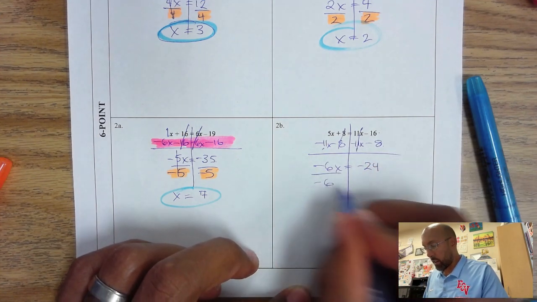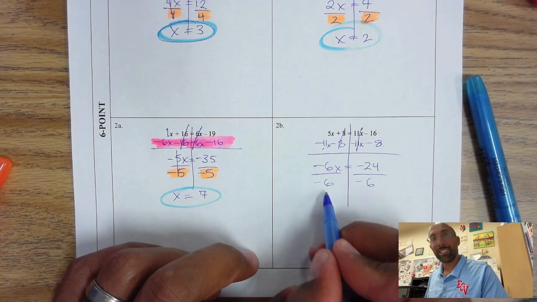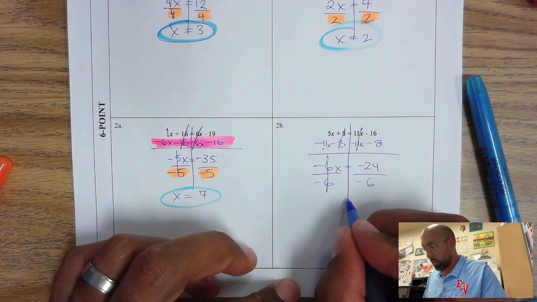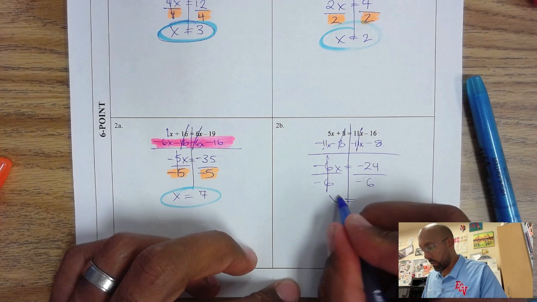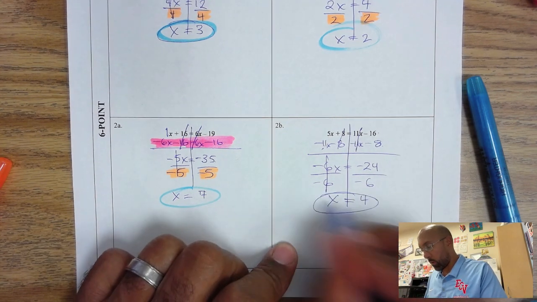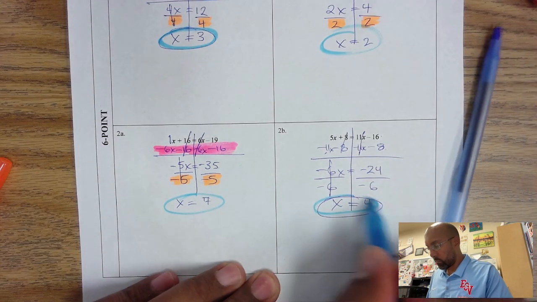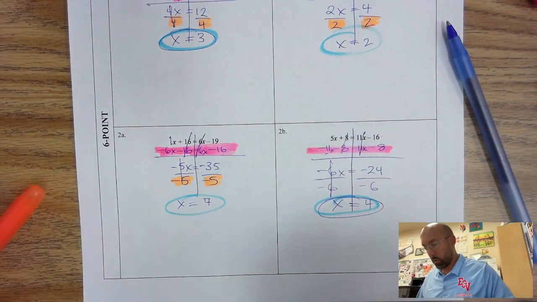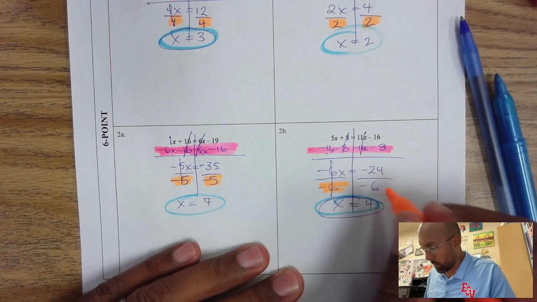Then we divide by negative 6. And remember, we want to divide by the same sign so that it cancels out. Okay, because we want it to be positive, so we need to do negative divided by negative. And this will be 24 over 6, which is 4. And that is how you solve your 6-point equation.